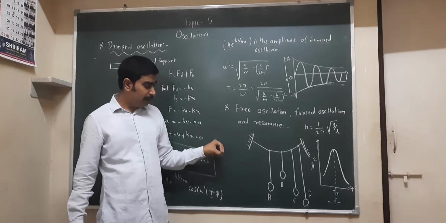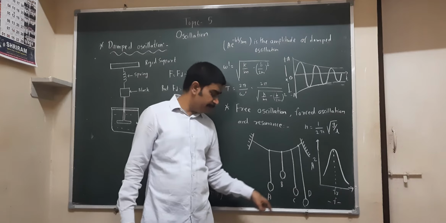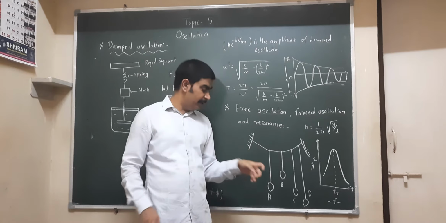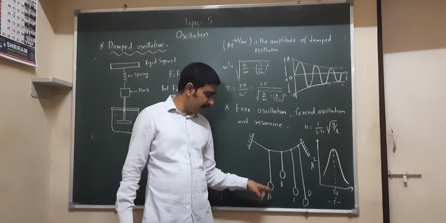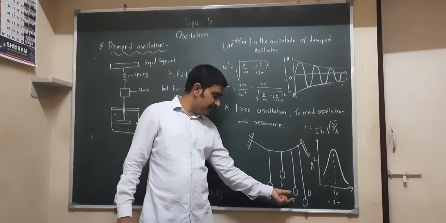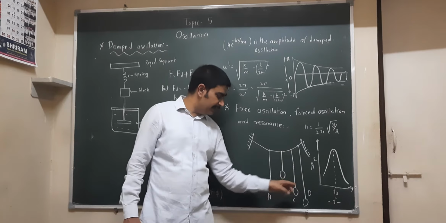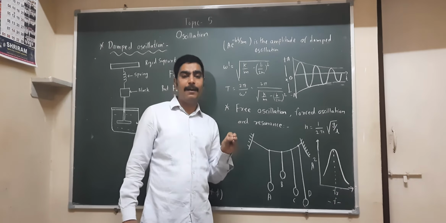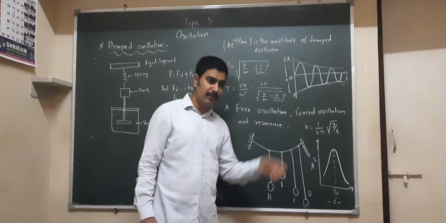Now, if it is attached to the different pendulums B, C, D, you can observe that the lengths are different. The length of pendulum B is less than that of A. The length of pendulum C is equal to that of A. The length of D is greater than that of A. Now force is applied to pendulum A. Now we are going to see forced oscillation.